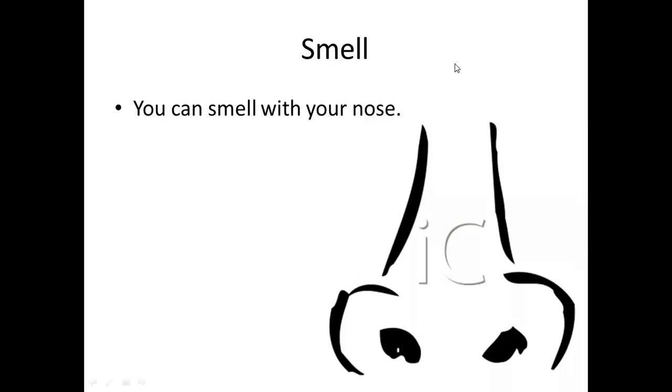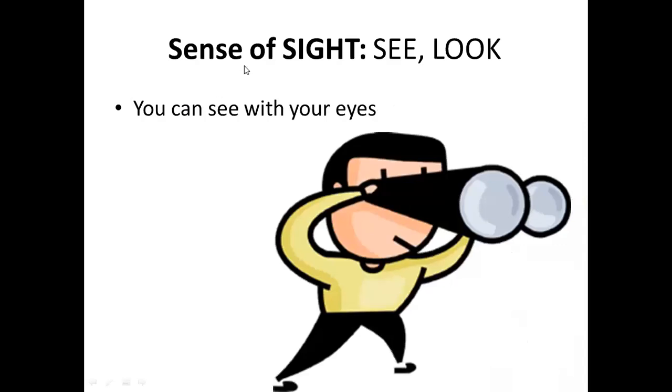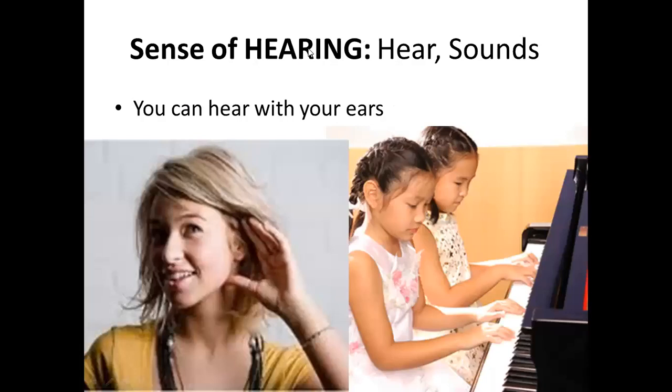You can smell with your nose. How can we smell things? With our nose. Sense of sight. See or look. You can see with your eyes. Sense of hearing. Hear sound. You can hear with your ears.